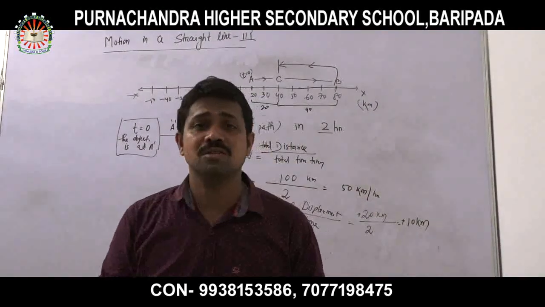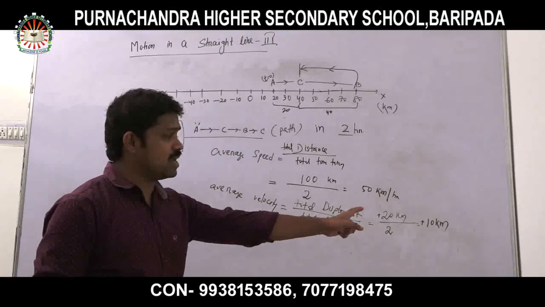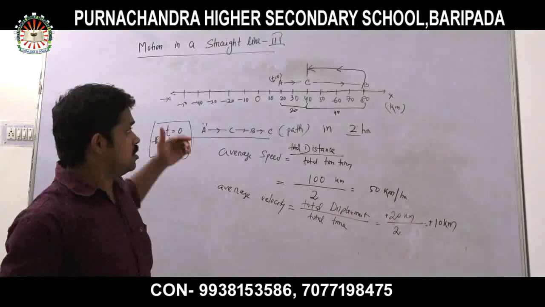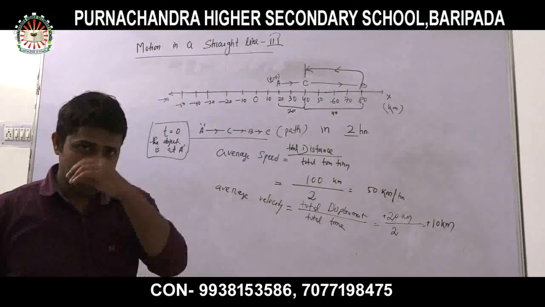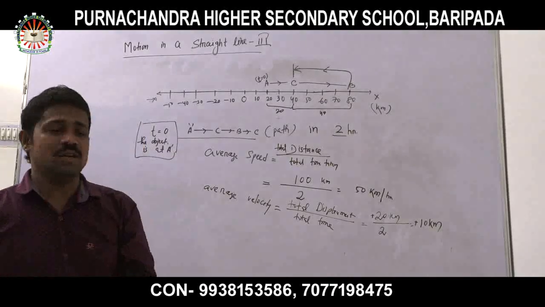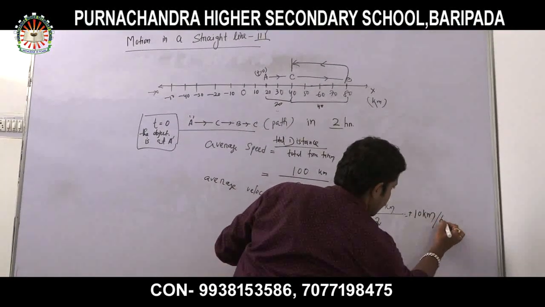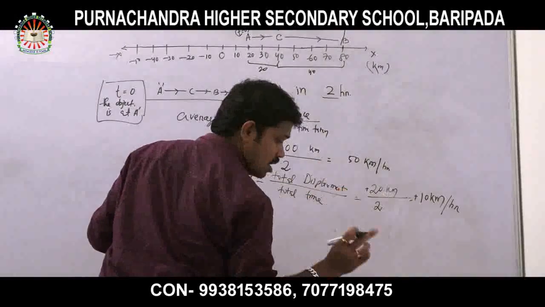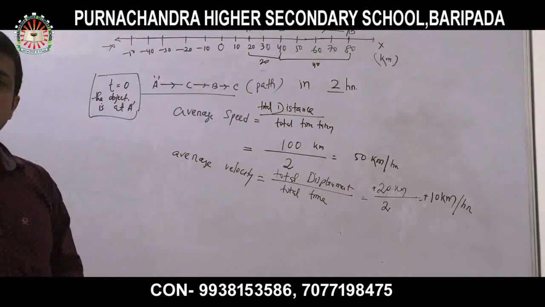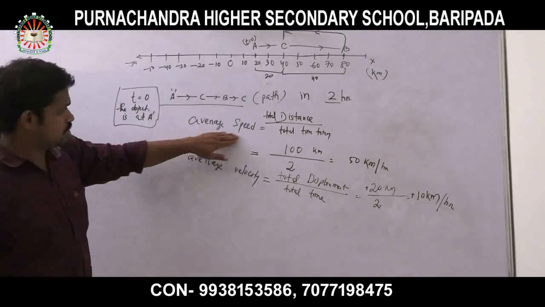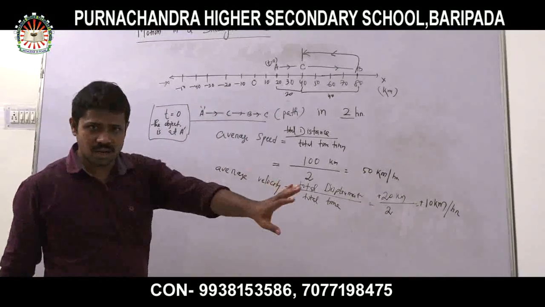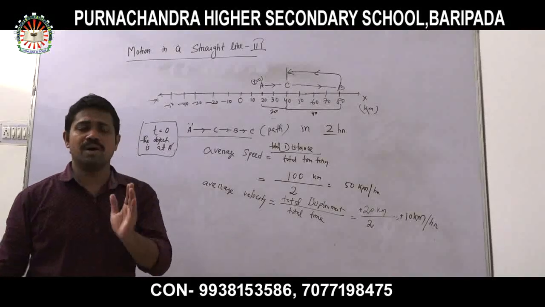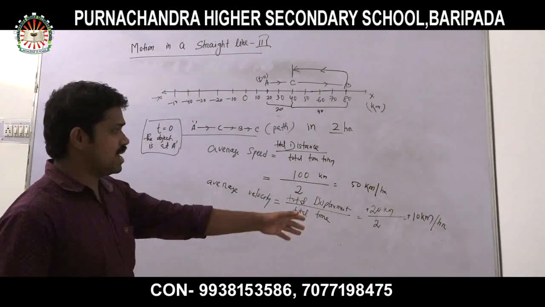Understood all of you? So it starts from A, going to B and returns back to C. So the shortest path is 40 minus 20, that is 20. Clear? Okay. So 20 km divided by 2, then 10 km plus. What is the significance of plus 10 km? The significance of plus 10 km is the object is moving in the positive x direction. So the average velocity is plus 10 km per hour in the positive x direction. Understood all of you? So that's why in case of average speed, we do not consider the sign or the direction, but in case of average velocity, we must consider the direction of the sign.